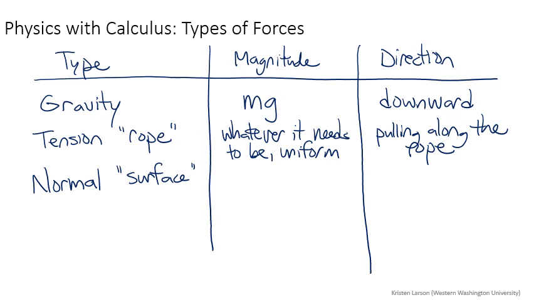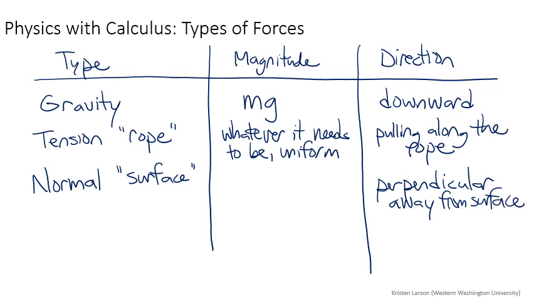I think that word in modern English has gotten its meaning of like average, you know, a regular expected sort of meaning. That's not what it means here. Normal in this case means perpendicular. Away from the surface. Right? It never pulls down towards the surface unless it's like sticky or something, but that's an entirely different force. So, again, what is its magnitude? Well, until the chair that you're sitting in breaks or something like that, it's, again, whatever it needs to be.